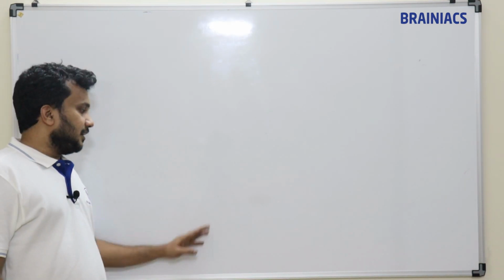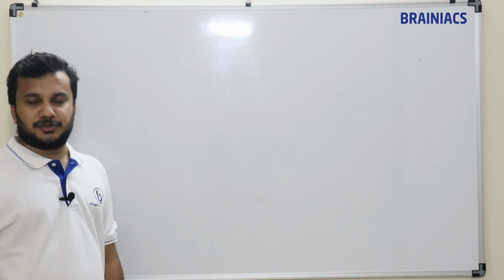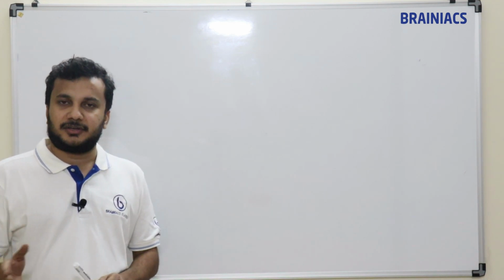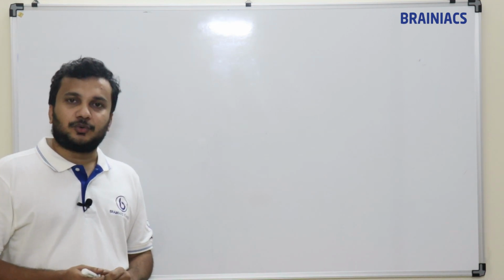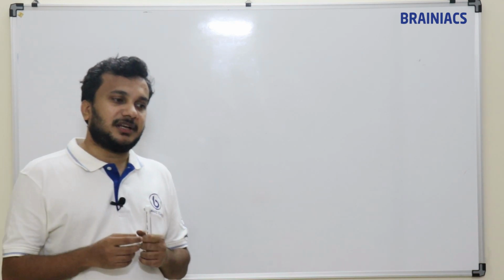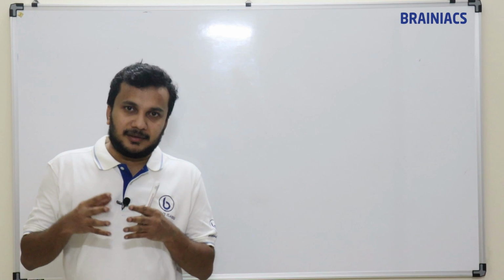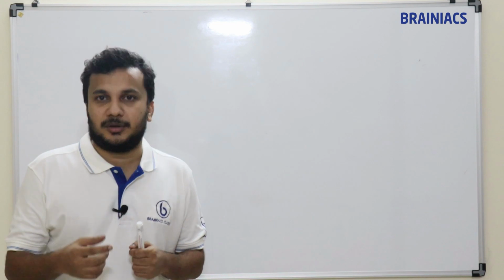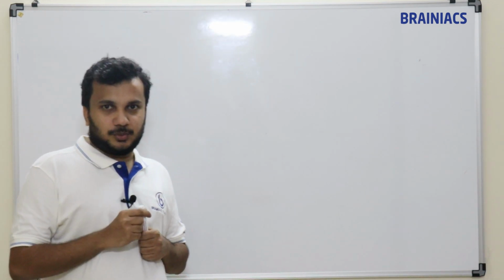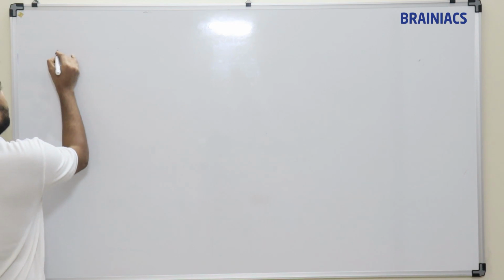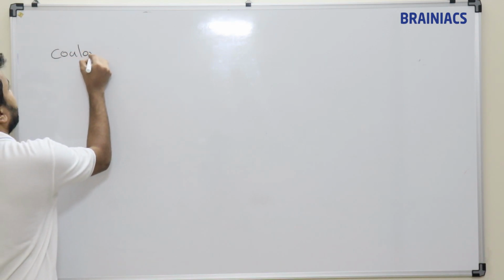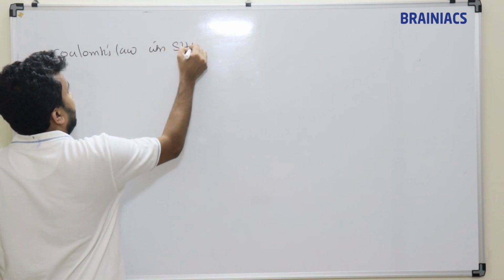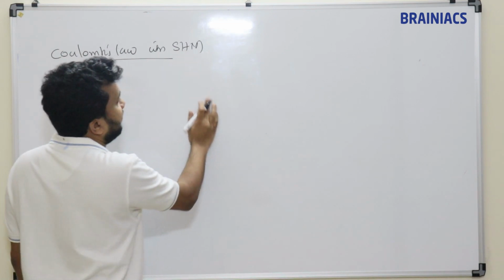Okay, this is the last topic in the Coulomb's law session. As I told in the last topic, on the limitations of Coulomb's law, the third point is that if two charges are there and one charge is moving, another charge is not moving, still you can apply Coulomb's law. We'll see one example for this. Write down the heading: Coulomb's law with SHM, simple harmonic motion.